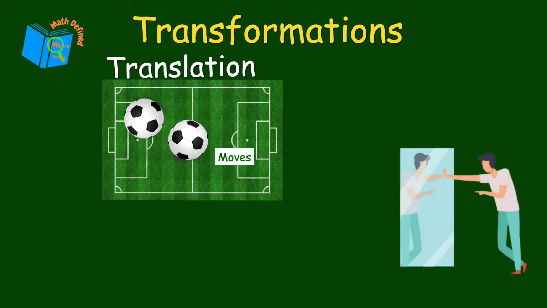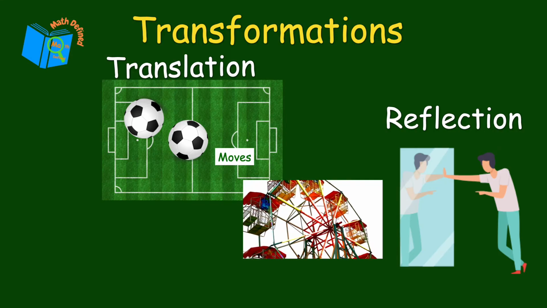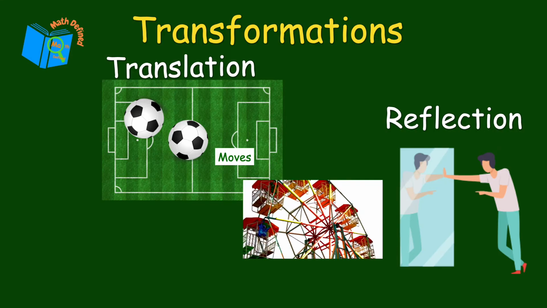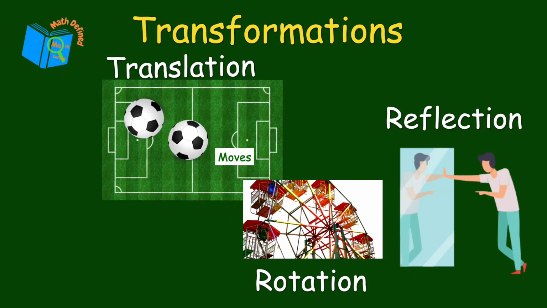Now picture yourself standing in front of a mirror. When you raise your right arm, your reflection raises its left arm. This is an example of a reflection. Finally, think about sitting in a car on a Ferris wheel. As the Ferris wheel turns, your car moves in a circular path, up, down, and around. This is known as a rotation.